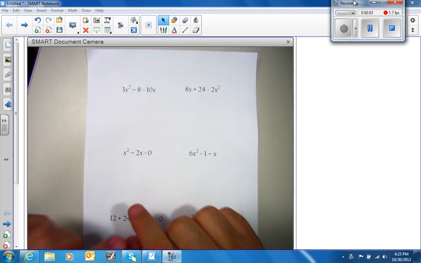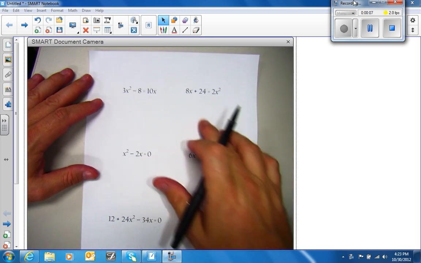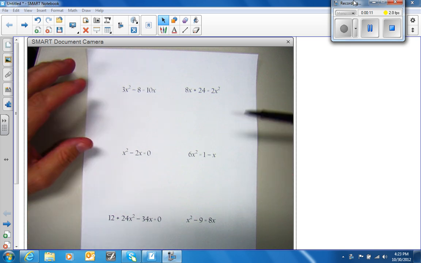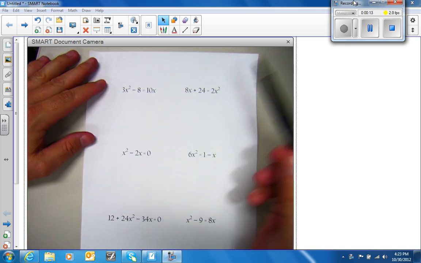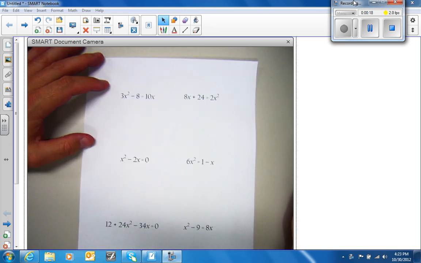Okay, ladies and gentlemen, these are the problems that you had today. All right. Now, one of the things I want you to concentrate on: we're going to factor these and we're going to graph these, okay? Now, I'm only going to do 3 of these. So, please pay attention and make sure you write these down for your notes tomorrow.